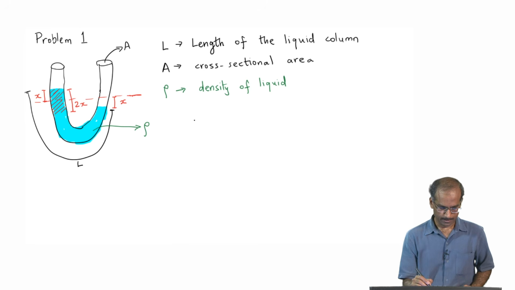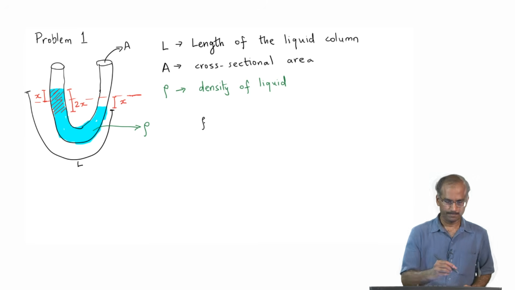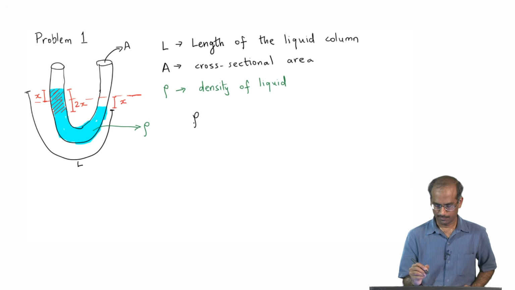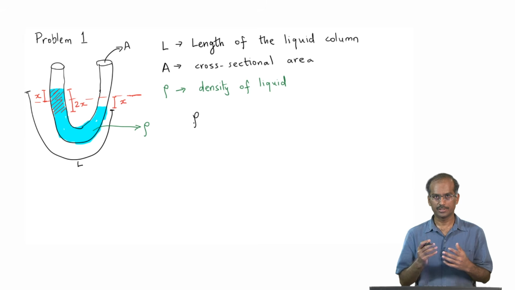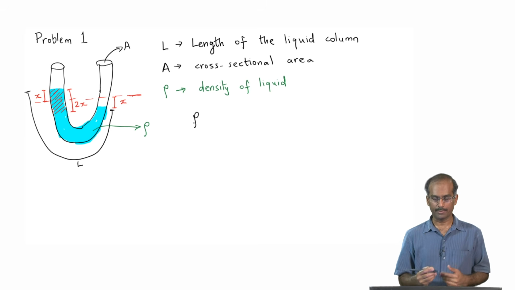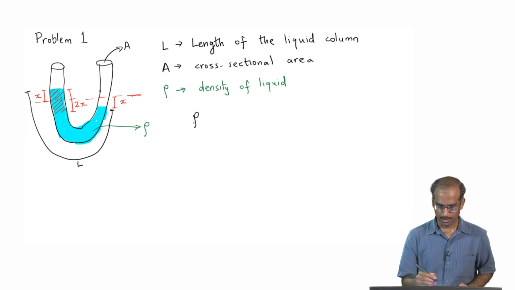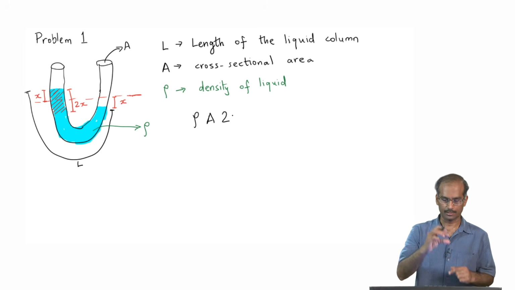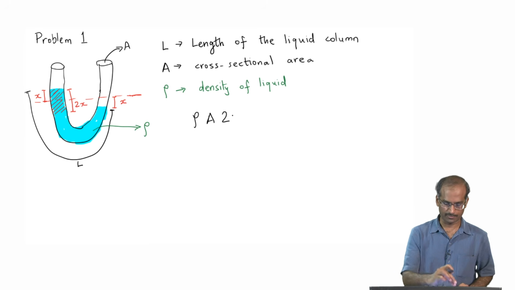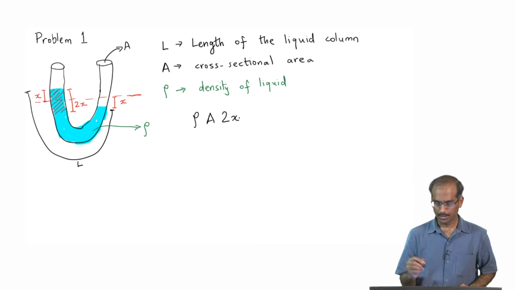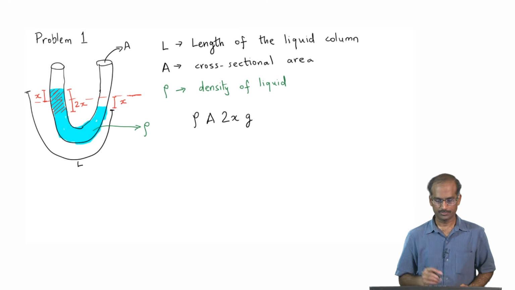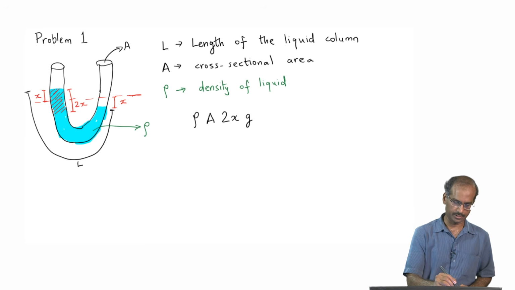So, that would be rho, which is the density. So, weight would be rho, which is the density. So, density is mass divided by volume. So, I can get mass if I actually multiply this by volume. So, volume would be cross sectional area multiplied by the excess length of the column, which is 2x, multiplied by g. So, this is the weight of this region of liquid.